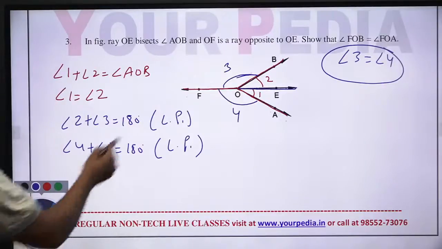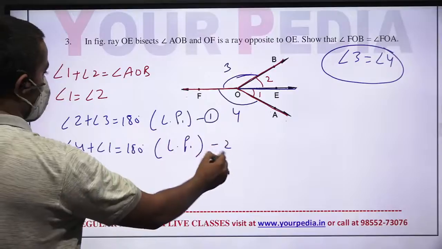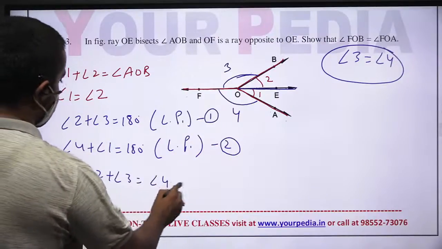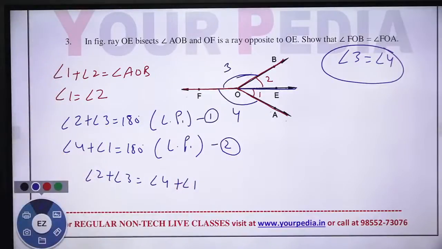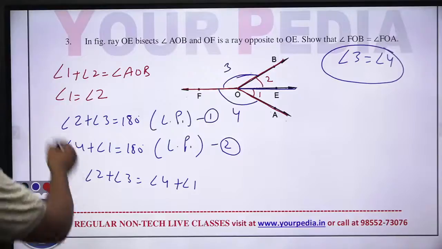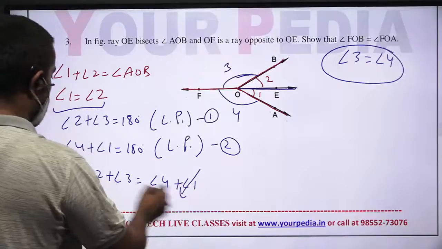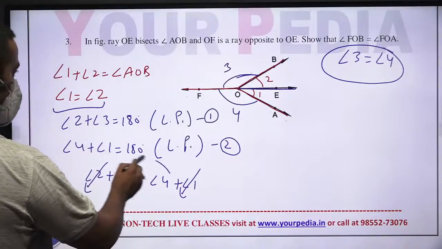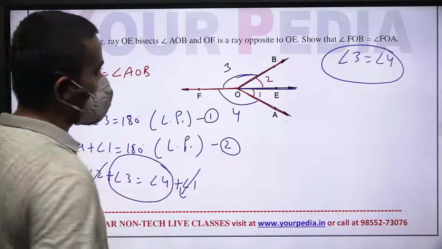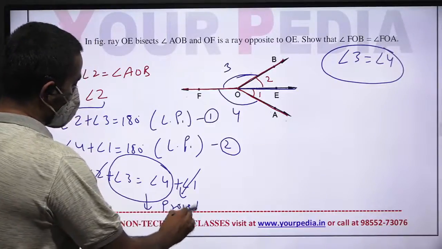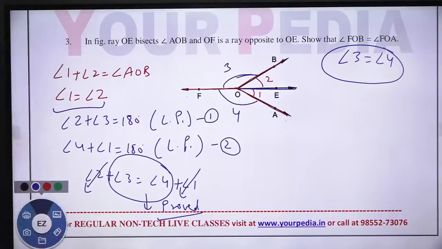Yes or no, friends? So angle 2 plus angle 3 is equal to angle 4 plus angle 1, which is equal to 180 degrees. RHS is the same, so let's compare their left hand side. And as you know, angle 1 is equal to angle 2. So angle 1 and angle 2 will get cancelled out and you are left with angle 3 equal to angle 4. So this we have proved. Yes or no? From linear pair we can prove this.